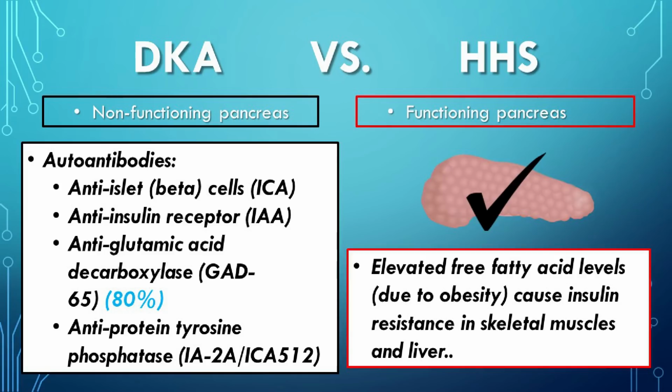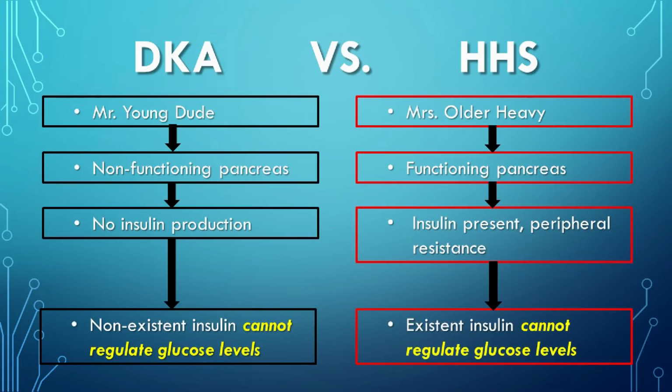The problem is the insulin has to bind to certain receptors in order to push the glucose into cells. But these receptors are not working. So what's the point of actually having a lot of insulin when it cannot work? Essentially, it's the same thing, isn't it? Mr. Young Dude does not have a pancreas and therefore does not have insulin, whereas Mrs. Old Heavy has a working pancreas, produces insulin, but the insulin cannot work because the receptors do not respond to the insulin.